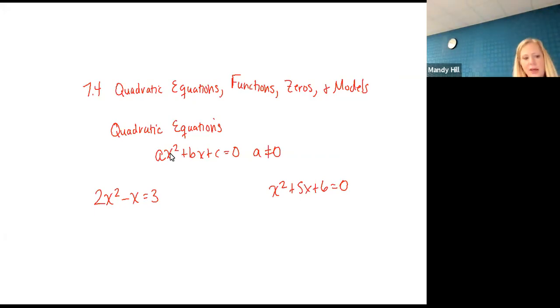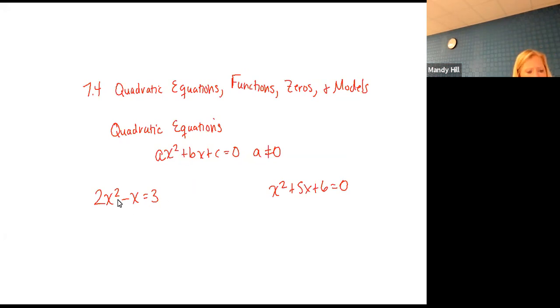7.4, talk about quadratic equations, functions, zeros, and models. An example of a quadratic equation in its basic form is ax squared plus bx plus c equals 0, where a is not equal to 0. So that means that you've got an x squared. It has to be there.